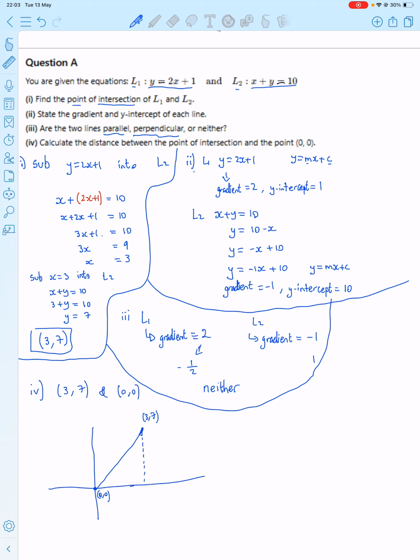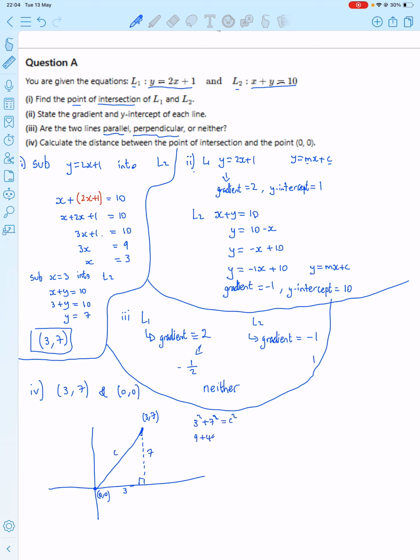So to go from the x-coordinate 0 to the x-coordinate 3, I've gone across 3. So the length of our right-angled triangle that we've created is 3. And then to go from the y-coordinate 0 to the y-coordinate 7, I've gone up 7. So we've got a right-angled triangle with side lengths 3 and 7. And to work out the final distance, let's call that c, we've got 3 squared plus 7 squared equals c squared, using Pythagoras' theorem.